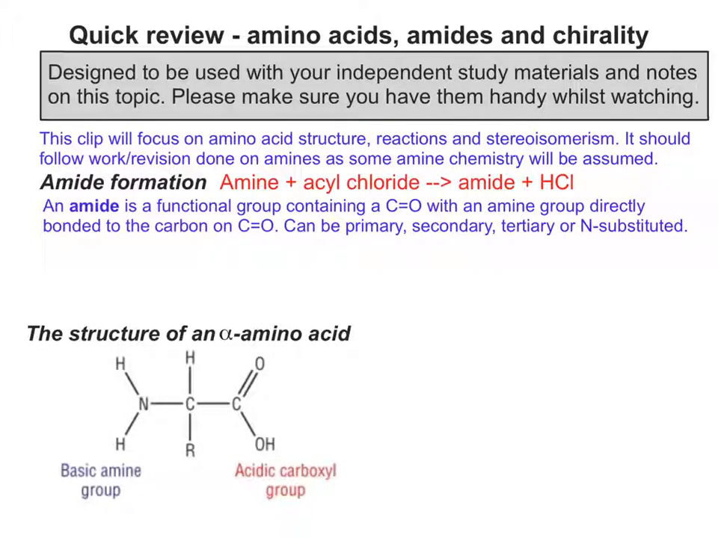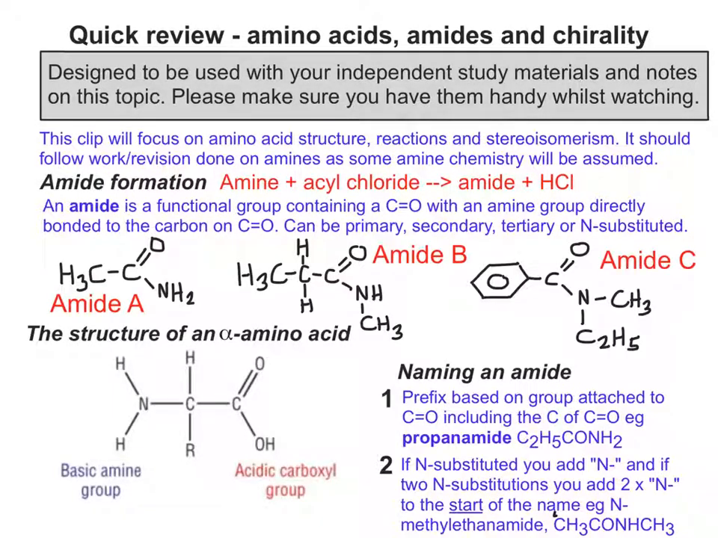So it can be primary, secondary, tertiary, or N substituted. Let me give you an example of each. So using the guidelines at the bottom right-hand corner of the screen, see if you can predict what the names of the amides A, B, and C might be. Pause the clip and see what you can come up with.